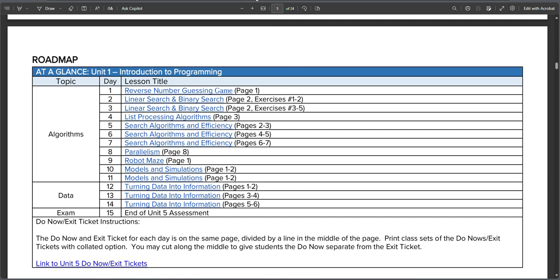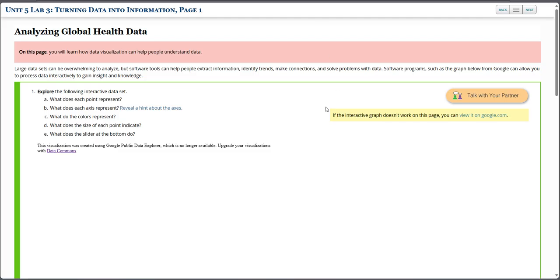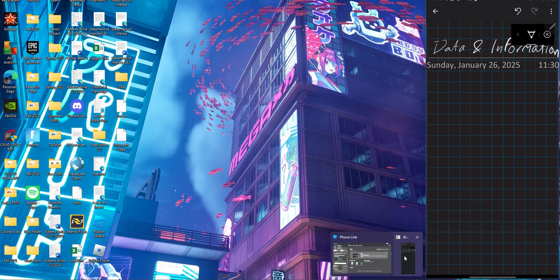So you should have this link right here in this page. And it says, in this page you'll learn how data visualization can help you understand data. Large data sets can be overwhelming to analyze. Okay, so make sure that in the back of your do now, you're taking notes of this.